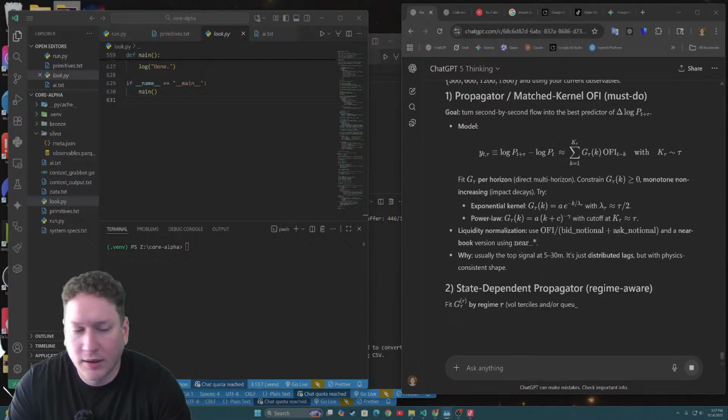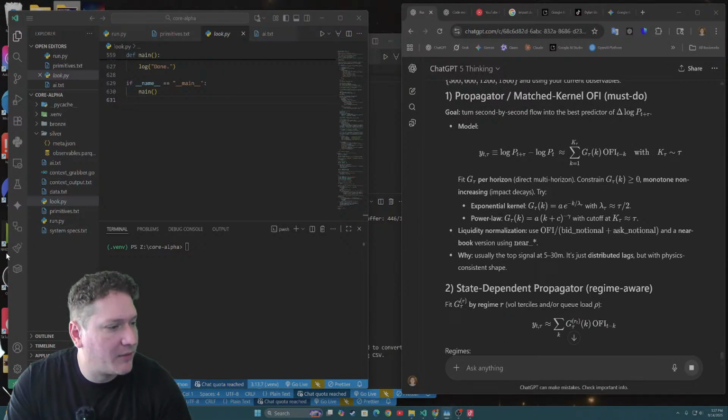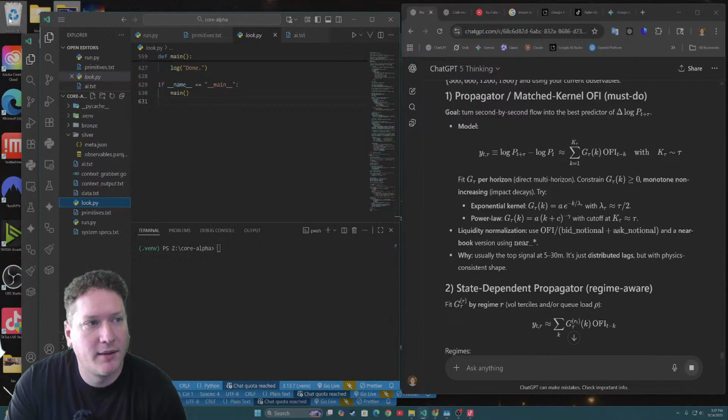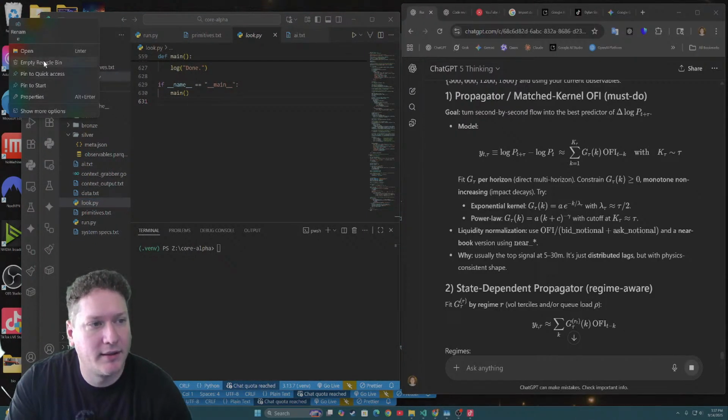Okay, so, right, some of our bots are going to have to lose. Yeah, of course, Double O Trading. That's the market. That's the market.